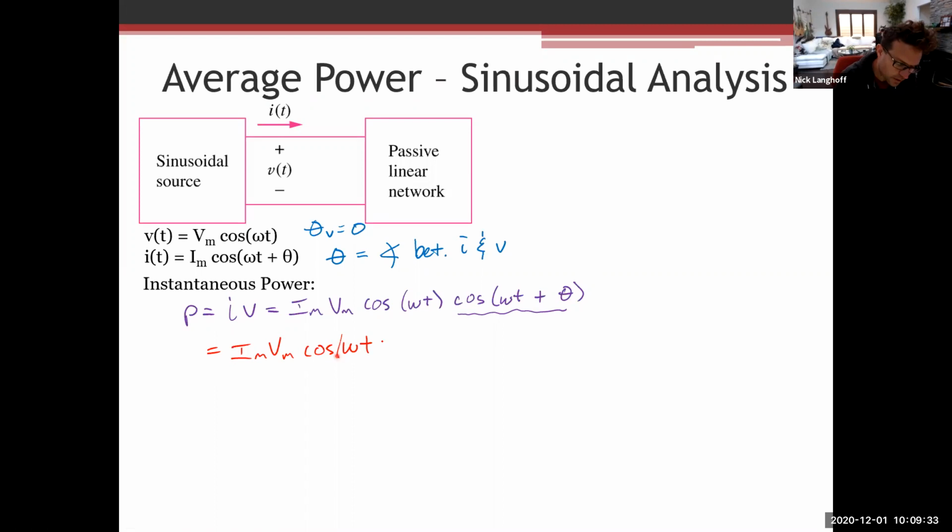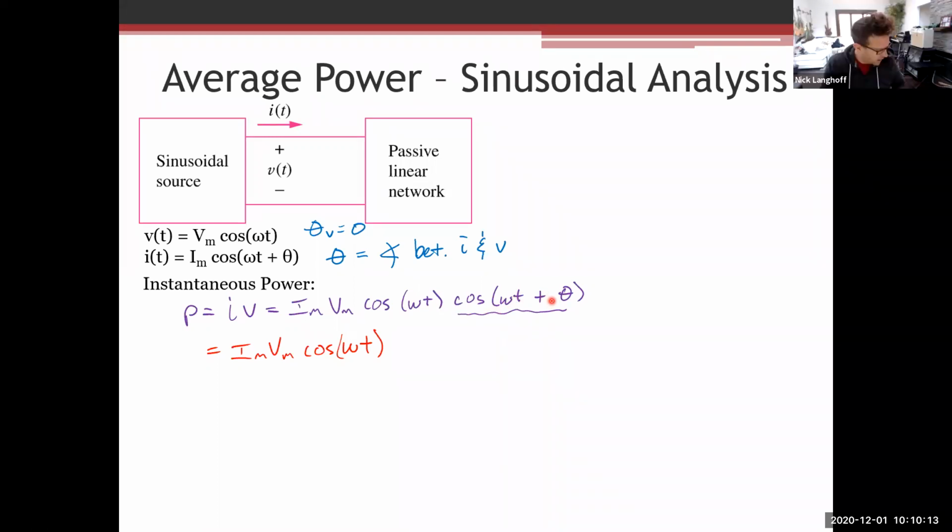Professor? Yes. I thought theta for v of t was 0, and for i of t it's theta, right? Yes, the phase for i of t is theta, and the phase for v of t is 0. Did I miss something? Did I skip something up here? I'm sorry, did I understand your question correctly, Jose? Yeah. Okay, is that cleared up? Yeah, never mind. Okay, great, perfect.